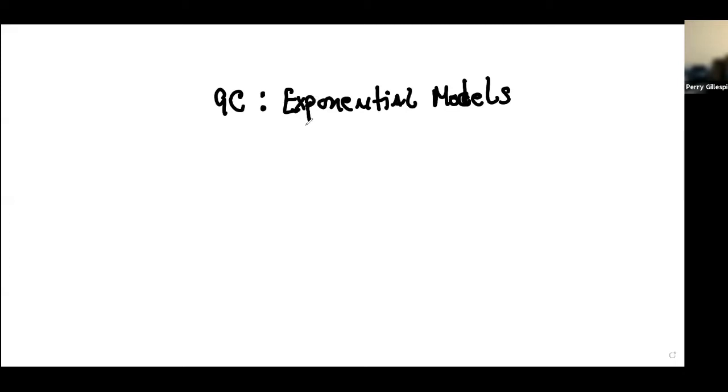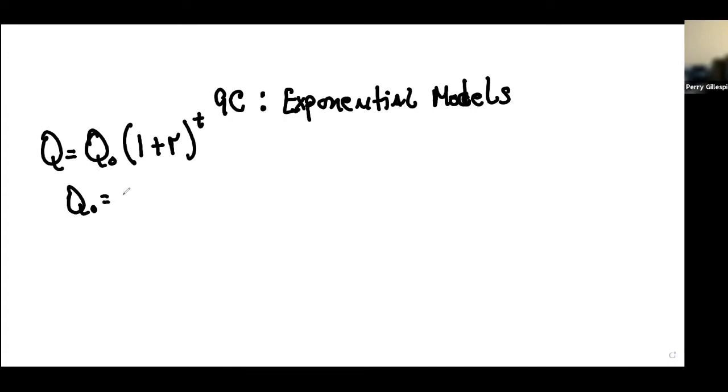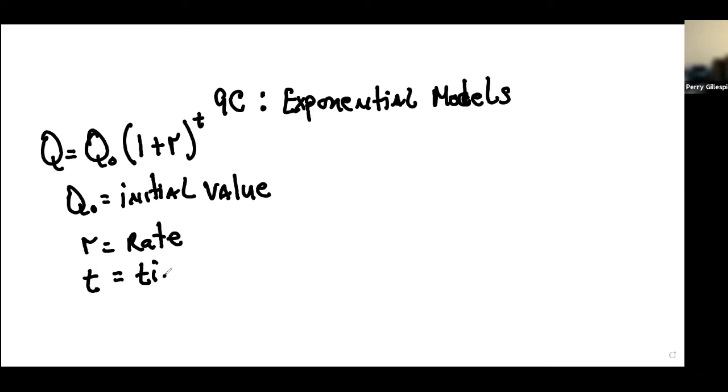One of the formulas that we are going to be dealing with is the exponential formula, which says Q is equal to Q naught times 1 plus R raised to the T power, where Q naught stands for the initial value, R is my rate, and T is in terms of time. It can be in terms of years, months, or whatever the problem is dealing with. That's what T is going to be in terms of.